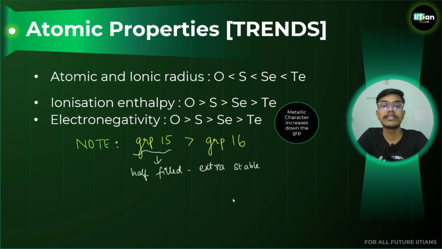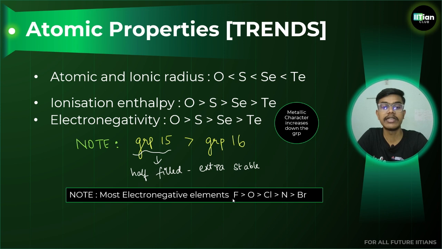You have to note that the electronegativity of group 15 is greater than group 16 because we saw that in group 15, the electronic configuration was half filled and extra stable. And you can see the most electronegative elements in the periodic table. The order is like F O Cl N Br. Fluorine is the most and oxygen is the second most electronegative element.